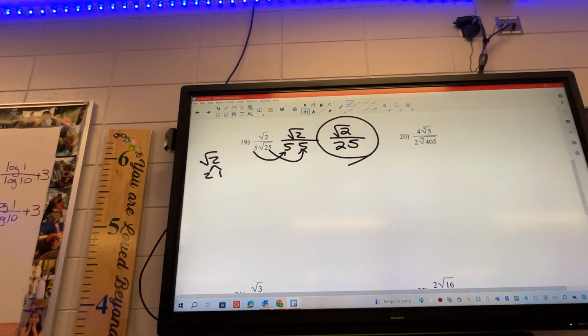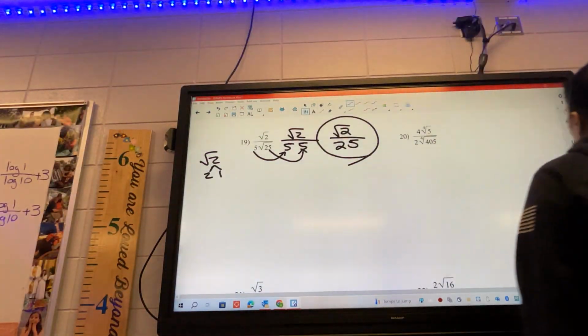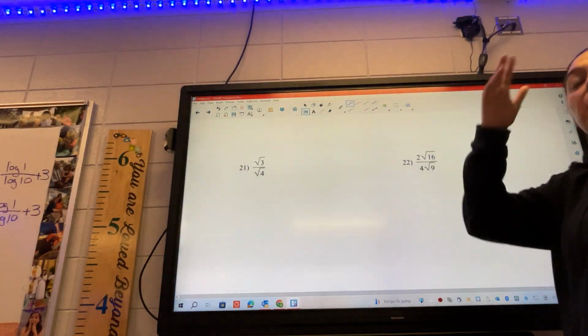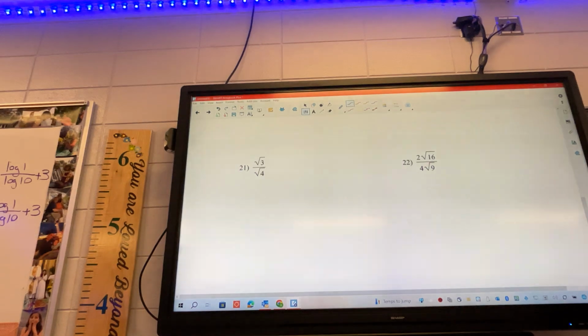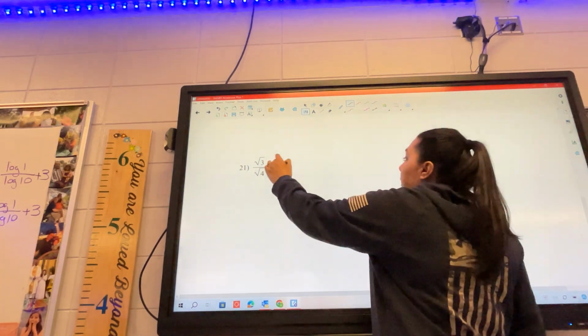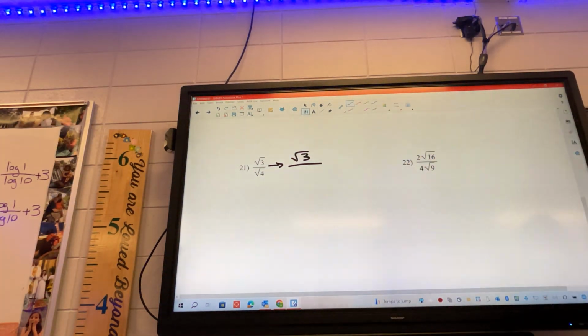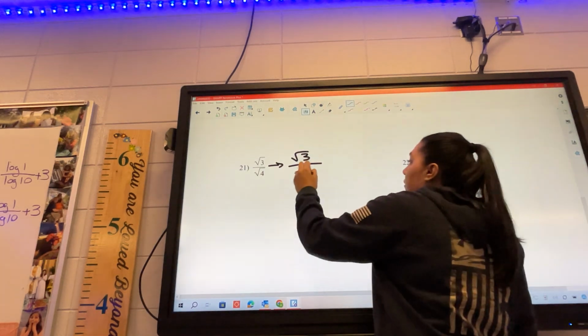Last one, we got 3 over 4. Okay, it's still 3 over 4. Hold on, you're steps ahead. It's still 3 over 4, it does not simplify. What does the square root of 3 become? 3. So it stays square root of 3. What is the square root of 4? 2. 2 with no house. Okay.